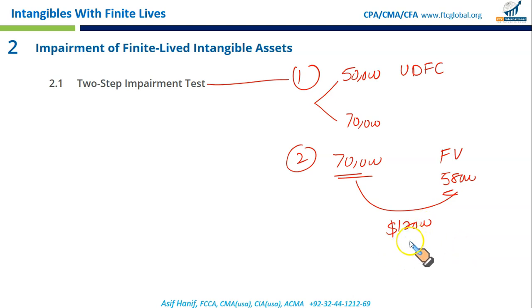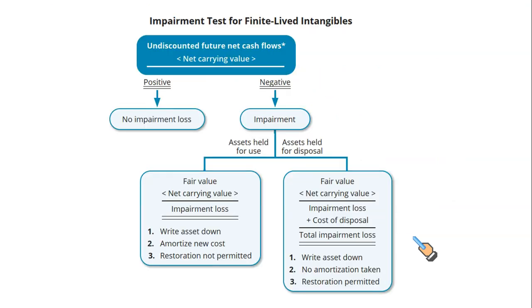This loss cannot be subsequently reversed, but if this asset is specifically held for disposal, then it can be reversed. Let me give you a detailed example that will explain the idea. Here it is. If you recall, we have done this earlier. It was a part of your long-lived assets impairment. So it's exactly the same.